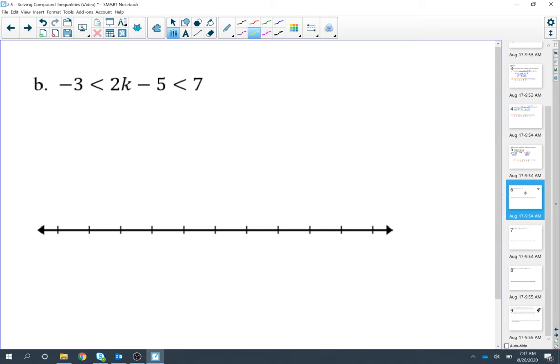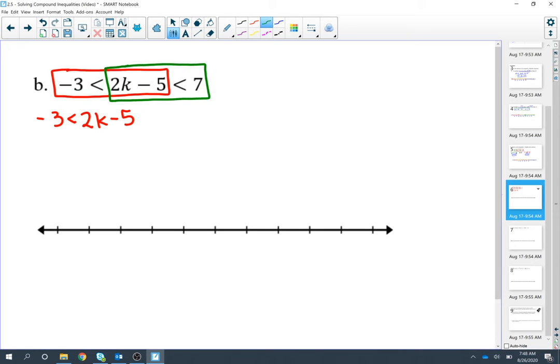Letter B, -3 is less than 2k minus 5, which is less than 7. Very similar to the last one. Again, because it's written as one compound inequality, this is an "and" statement. So we're first going to break it, and I'm going to consider the left. So we have -3 is less than 2k minus 5. And then I'm going to look at the right. 2k minus 5 is less than 7. And don't forget your "and", because your solution has to be both.